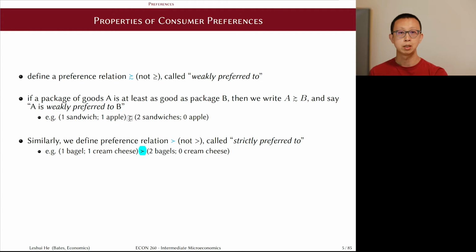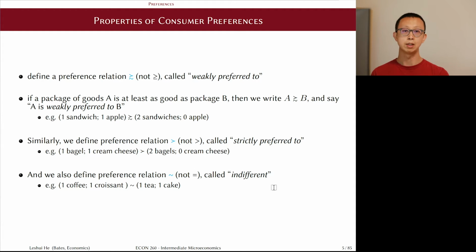Whereas looking back to weakly preferred to, it is possible that I feel the bundle with both sandwich and apple is better than two sandwiches and no apple, or they are about the same. In the second scenario, when I use strictly preferred to, they're never the same. I always prefer one over the other.